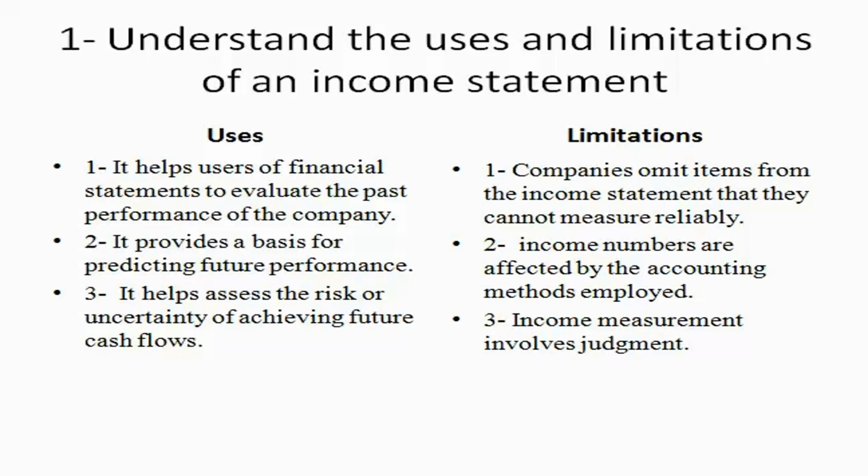طيب number 2, income numbers are affected by the accounting method employed. ازاي؟ For example, لما company may use different methods to calculate depreciation. company ممكن تستخدم straight line method، company ممكن تستخدم double declining method. فالتو methods بتختلف، ممكن يبقى هما الاتنين ثابتين في كل الايتمز الأخرى، لكن بسبب using different methods of depreciation النت income هيختلف من شركة لشركة. Number 3, the income measurement involves judgment.